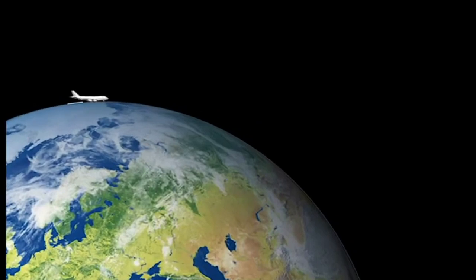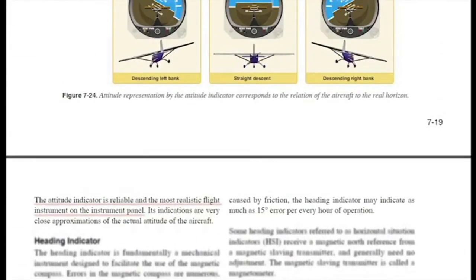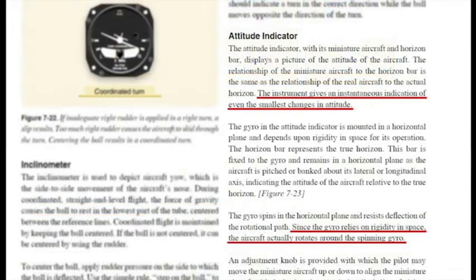According to known gyroscopic properties, a pilot flying by reference to his attitude indicator should in reality begin to fly away from the Earth, as the gyro will continually give a straight line from the plane in which the aircraft started. Again, it is stated that the attitude indicator is reliable and the most realistic flight instrument. It gives an instantaneous indication of even the smallest changes in attitude, and, since the gyro relies on rigidity in space, the aircraft actually rotates around the spinning gyro.